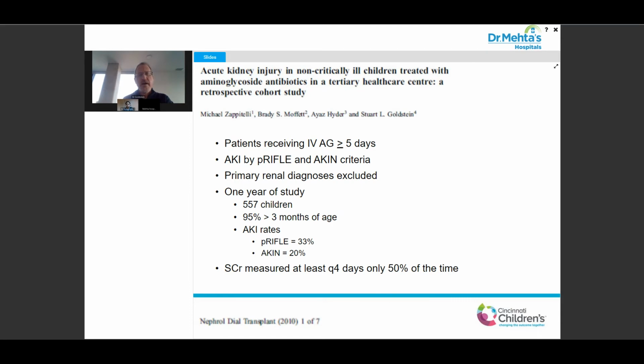Let's just talk a little bit again about aminoglycosides. These are data from Texas Children's Hospital again. And what you can see here in over 500 patients who received an IV aminoglycoside for more than 5 days, depending on the acute kidney injury definition, 1 in 5 to 1 in 3 of them had AKI. But serum creatinine was measured at least every 4 days only 50% of the time. So we have to think about reliable acute kidney injury surveillance in patients who are on aminoglycosides.